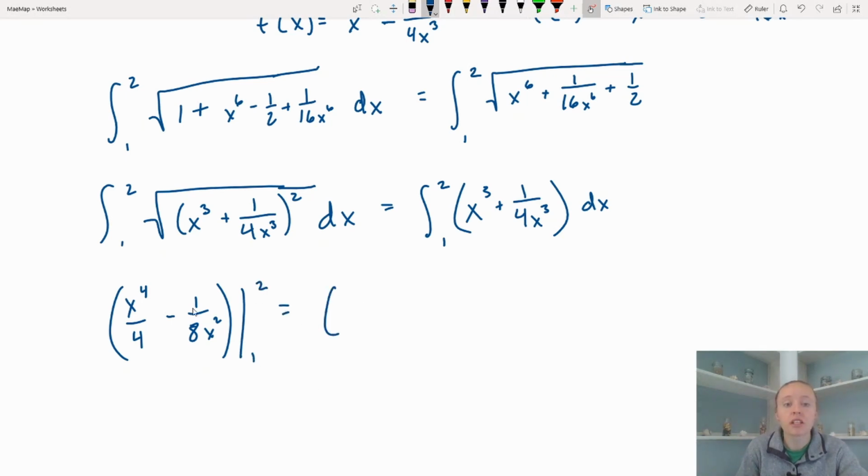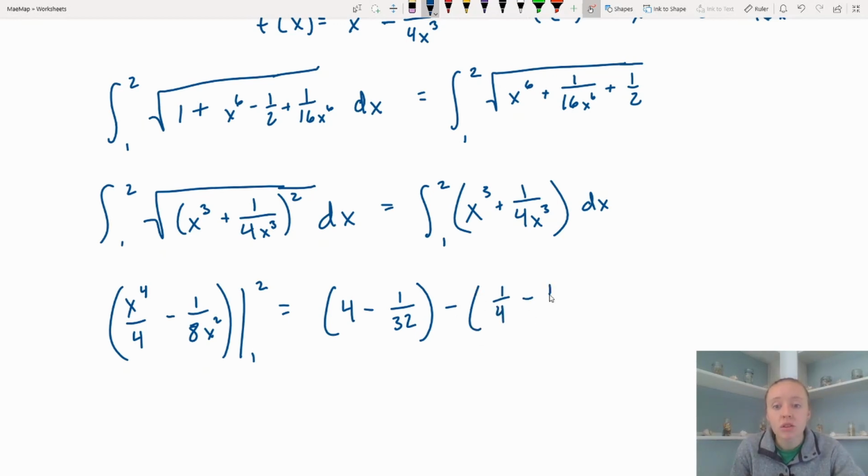So plugging 2 in, 2 to the 4th is 16. 16 over 4 is 4, minus 1 over 8 times 2 squared, that's minus 1 over 32, because 8 times 4 is 32. So that's what I get when I plug 2 in. Now when I plug 1 in, I'll subtract that. So that's going to be 1/4 minus 1/8.